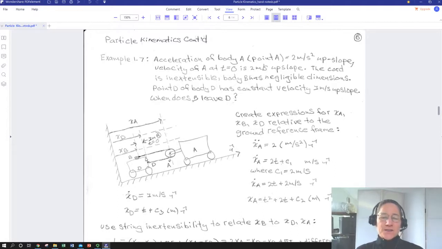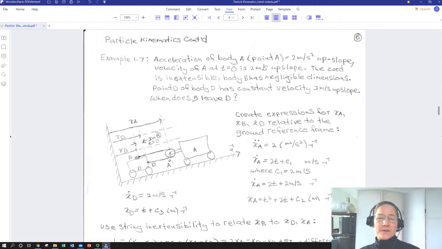Because the cord won't stretch, we can relate the rate of position change relative to the ground of B and D and A. They all relate. Now we've got 3 things. We're going to relate those rates to a common reference, and then we're eventually going to want to relate the position of B and D, because we're going to want to know when B falls off.